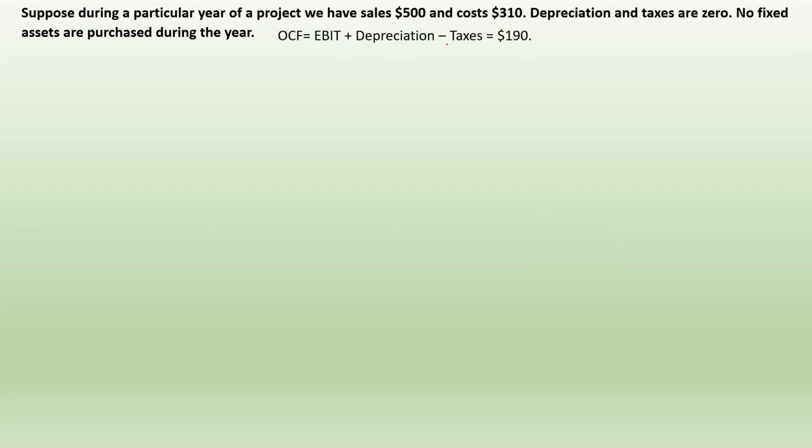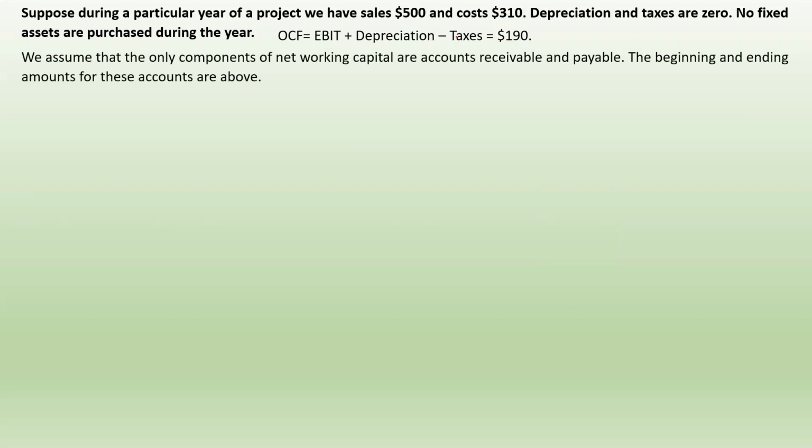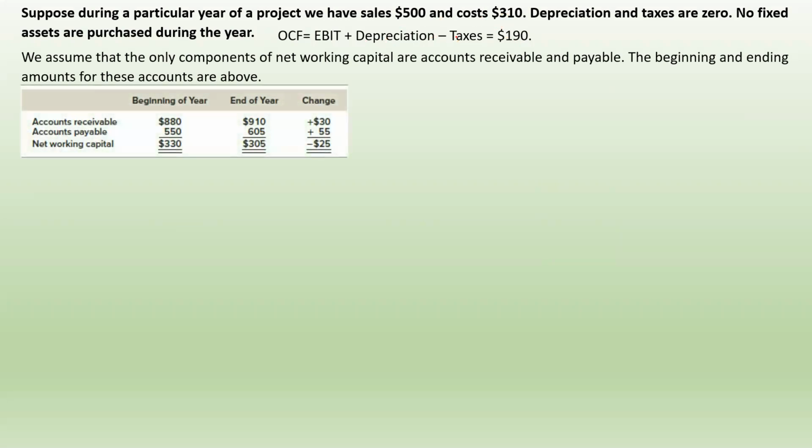No depreciation, no taxes. We assume that the only components of net working capital are accounts receivable and accounts payable. The beginning and ending amounts of those accounts are above. Accounts receivable at the beginning of the year is $880. Accounts payable is $550. So the net working capital is $330. At the end of the year, accounts receivable is $910.